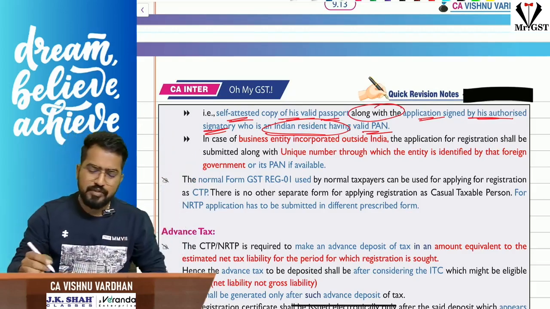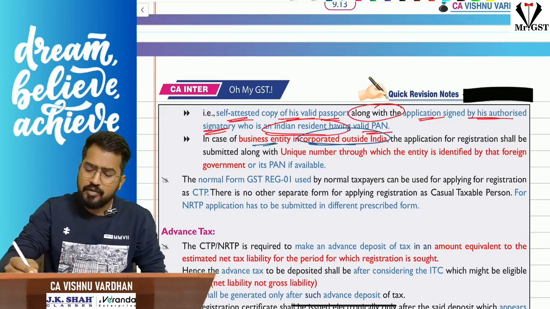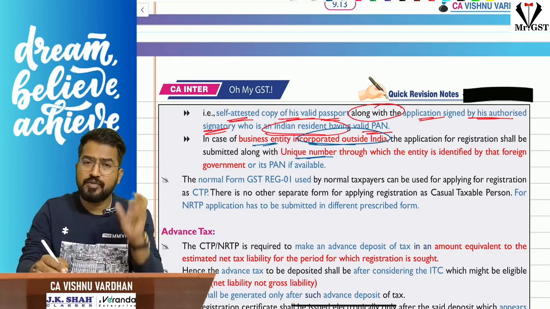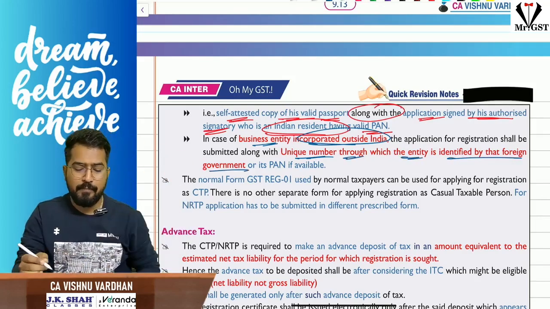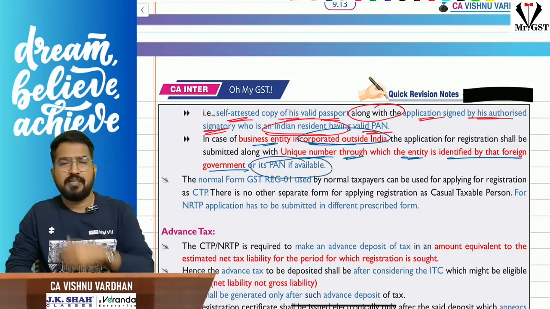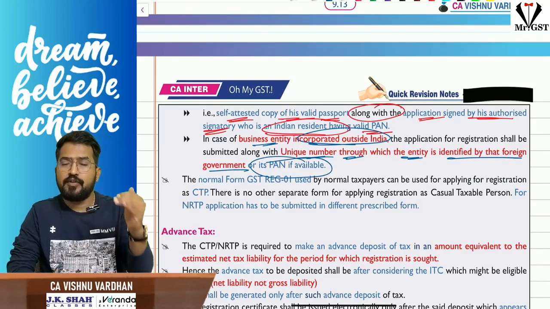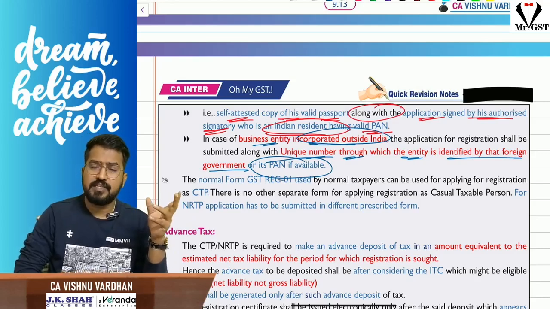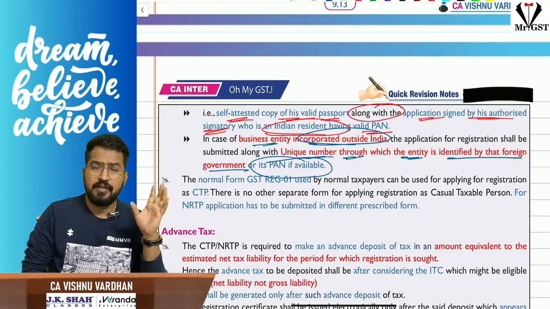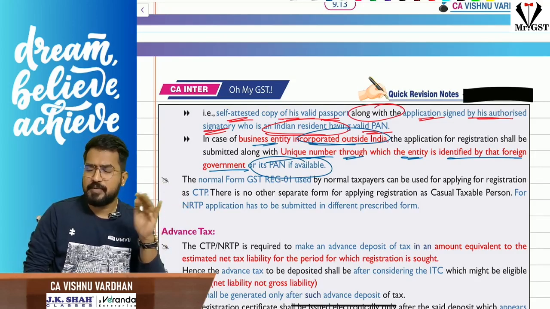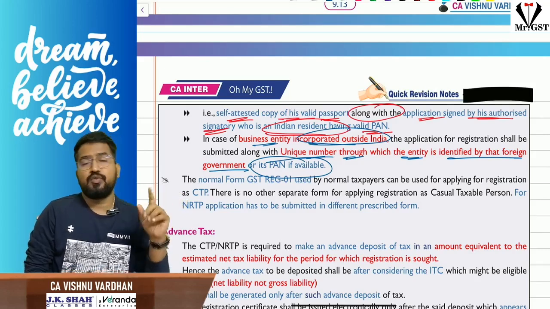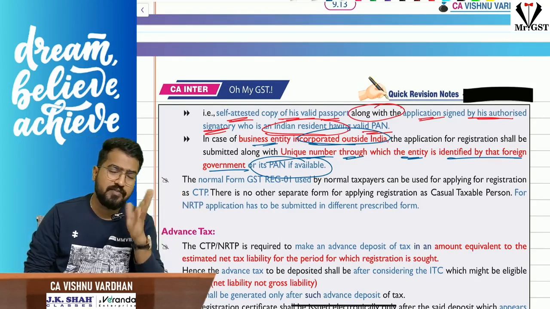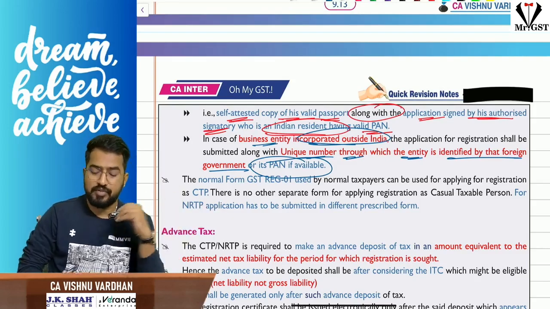Suppose the NRTP is not an individual but a business entity incorporated outside India. Then the registration application shall be submitted along with a unique number, not a self-attested valid passport, because a company will not have a passport. So they should give the unique number through which the entity is identified by the foreign government, or if they have applied for PAN in India, that PAN itself is also fine. If a non-resident taxable person is an individual, then a self-attested copy of a valid passport along with an authorized signatory having valid PAN. If it is a business entity, it also should have an authorized person, an Indian resident with valid PAN. But instead of a passport, they can give their unique number. For example, in India, when we register we get a corporate identity number. In the same way, in a foreign country, whatever identification they get, that certificate they have to submit. If they have an Indian PAN, they can proceed through that PAN itself. So that is the point.